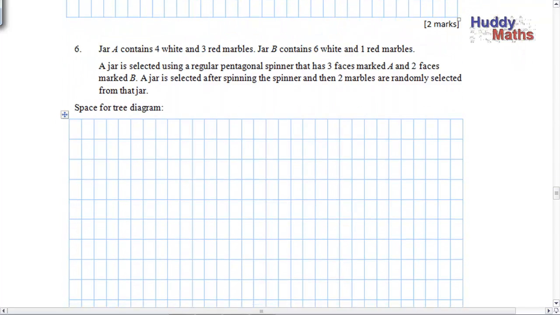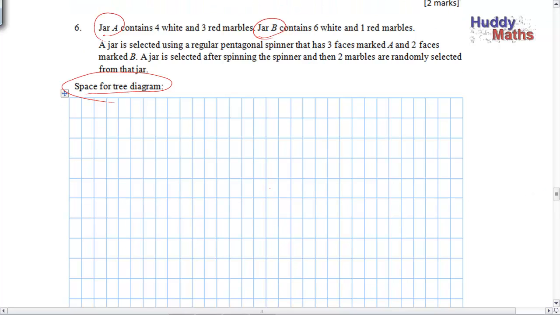Question 6, a jar problem again, white and red marbles. Seen that quite a bit. A jar is selected, so there's 2 jars, just notice that. I've given you a hint here for a tree diagram. You can do it without, but it's easier to do it with. Let's see if we can represent that. So I'll just come down here a bit so you can see it working.